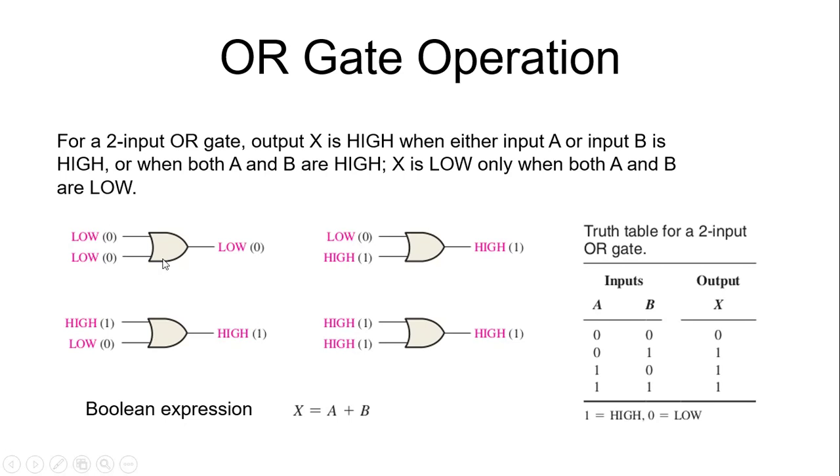The OR gate generates a low at its output only if all the inputs are low. It generates a 0 at the output if all the inputs are 0. The Boolean expression of an OR gate is given as A plus B. This plus sign represents an OR operation. This represents Boolean addition.